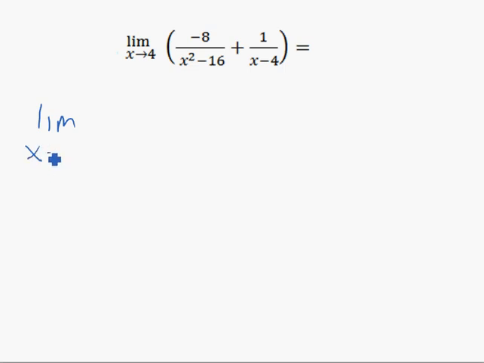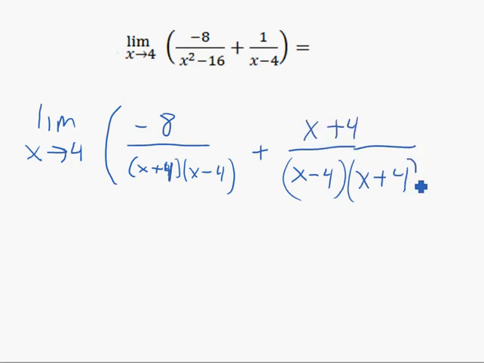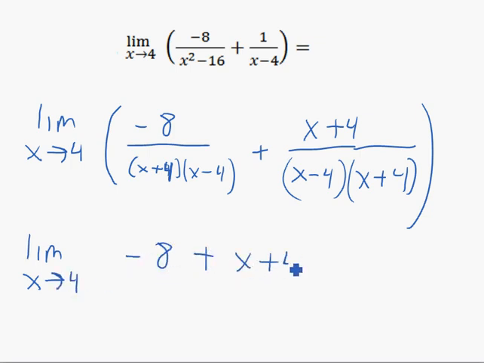So for that, we're going to take the limit as x goes to 4. Now, x squared minus 16 factors into x plus 4 times x minus 4. Okay, so over here we have to multiply this x minus 4 times an x plus 4 over x plus 4. So like this. We're multiplying by x plus 4 over x plus 4. And that's going to allow us to put these fractions together. So this is going to end up being the limit as x goes to 4 of negative 8 plus x plus 4, we're adding this quantity here, over their common denominator, which was x plus 4 times x minus 4.